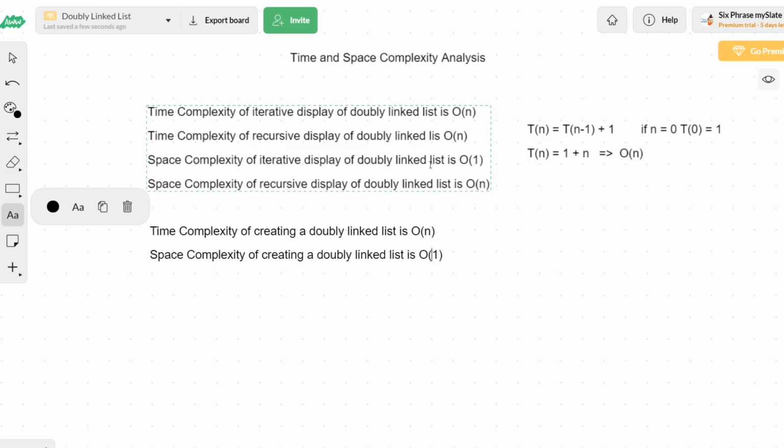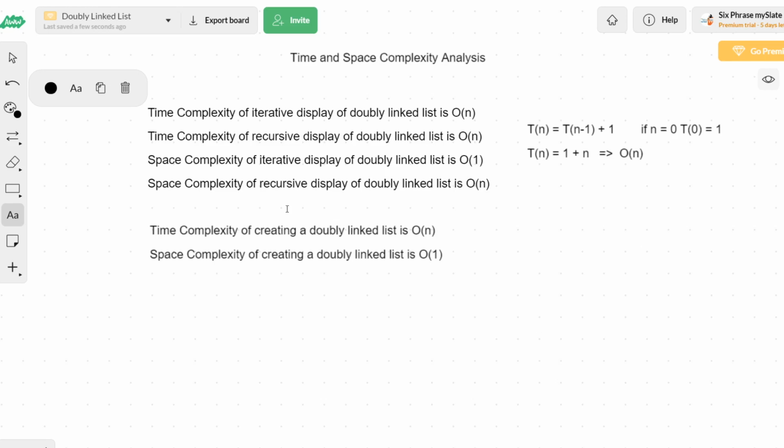The time complexity of the iterative procedure of displaying a doubly linked list is order of n, linear. The time complexity of the recursive procedure of displaying a doubly linked list is also order of n, linear. So the time complexity of both is the same. Coming to space complexity, as usual, the iterative approach takes constant space, and the recursive approach takes linear space, which is order of n.